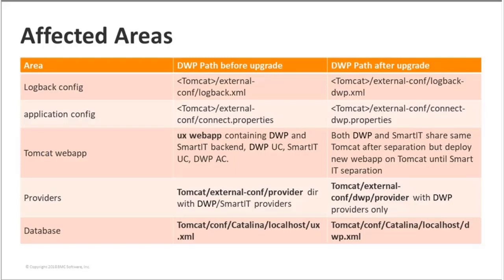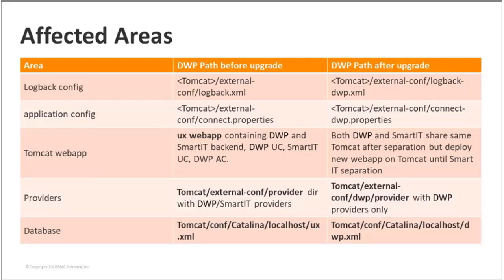Similarly, the application configuration that we used to store in the connect.properties file is again updated to connect-dwp.properties. So after the 18.05 upgrade, you should look at the connect-dwp.properties file instead of connect.properties.